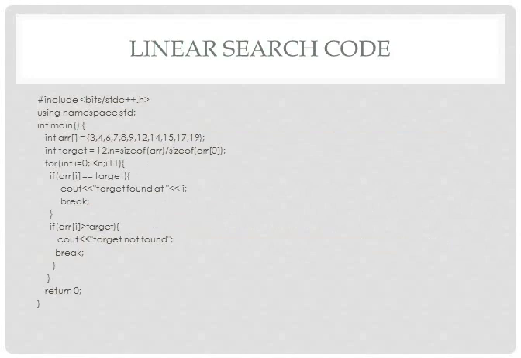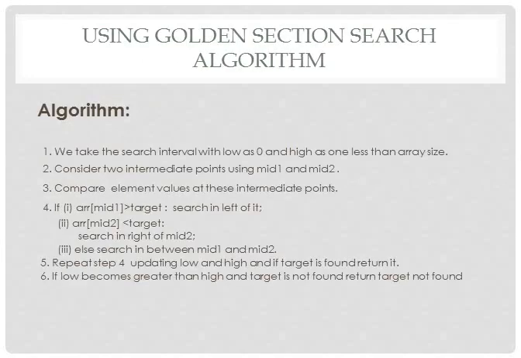This is the linear search code. We traverse throughout the array and check whether the element exists or not. If we find an element greater than the target, we return target not found, and that's it. Now let's see how we can use the golden section search algorithm for finding the target efficiently. First we take the search interval as 0 and the array size. We compute two intermediate points, mid1 and mid2.